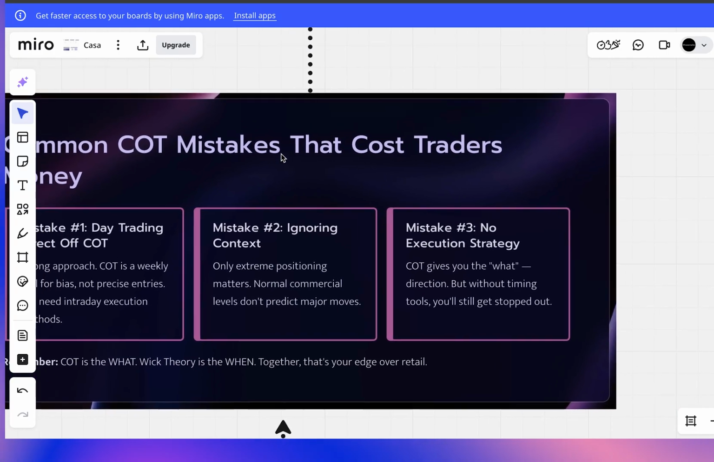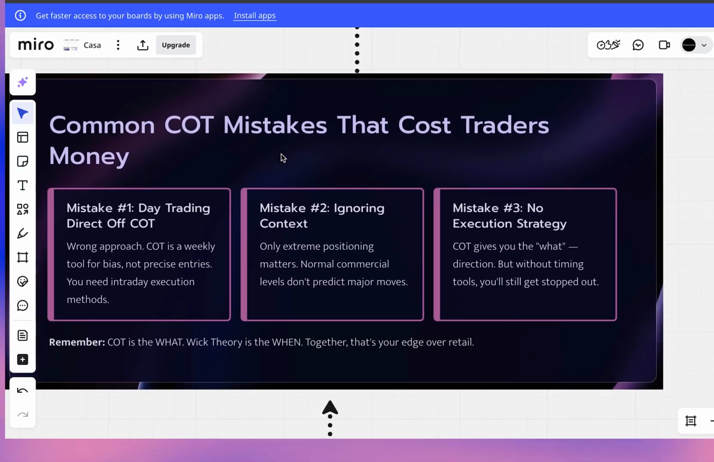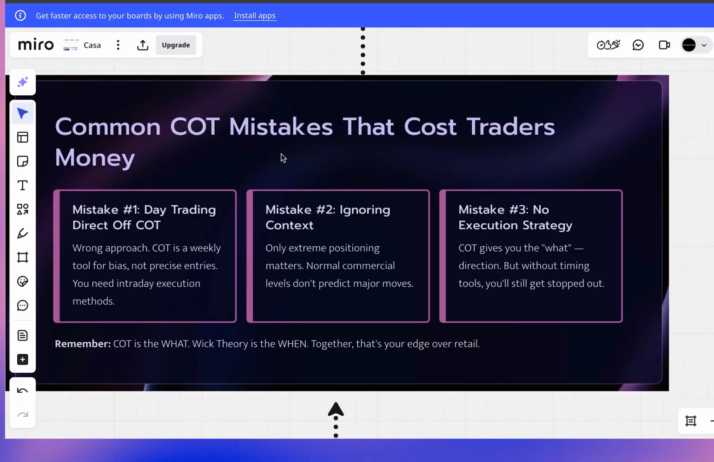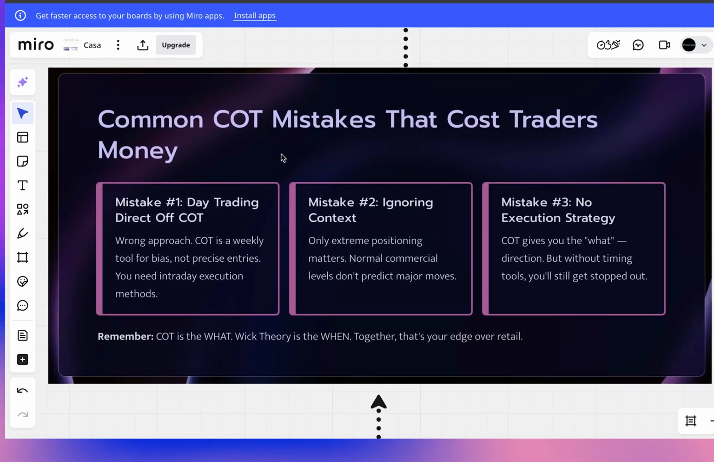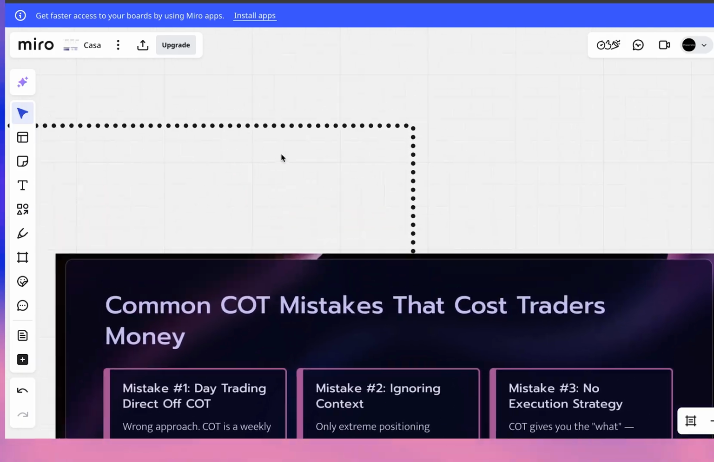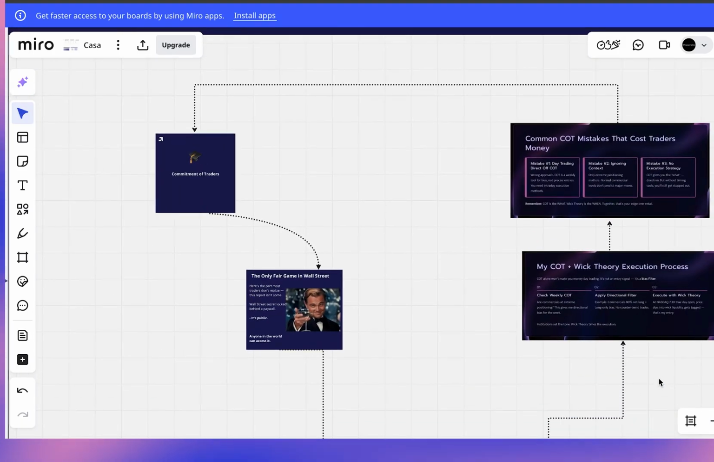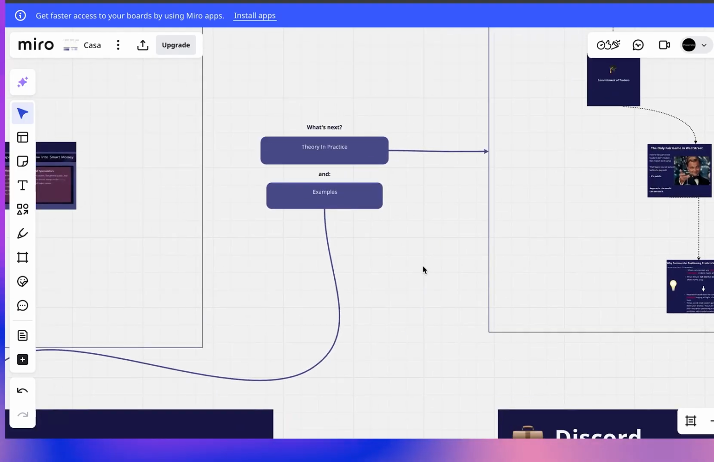And then this is mistake number three, no execution strategy. You have to have a strategy to execute on this. COT gives you the what, but without the timing tools, you'll still get stomped out. Remember, COT is the what and Wick Theory is the when. Together, this is your revolutionary edge over retail, like genuinely. And it's kind of like, envision the infinity loop. They all are correlated. They all go back into each other.